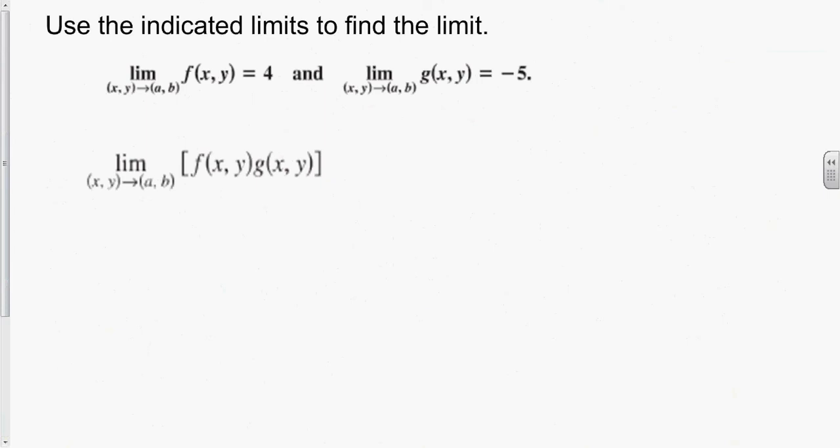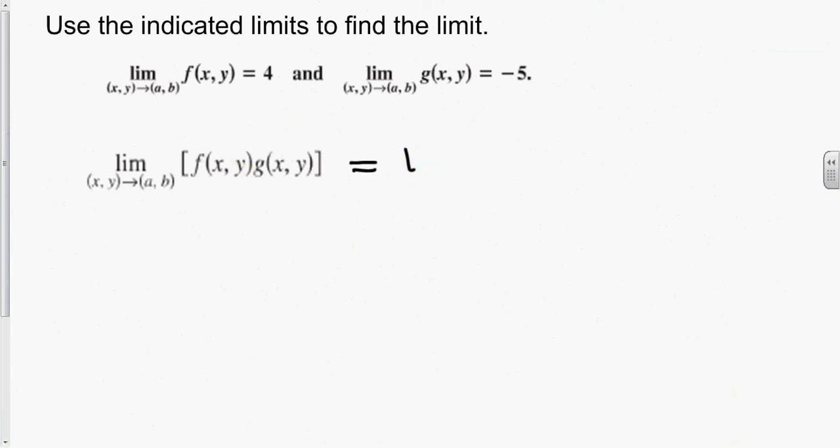Use the indicated limits to find the limit. Here they give you the limit of f of x, y equal to 4 as x and y go to a and b, and the limit of g of x, y equal to negative 5 as x and y go to a, b. So now can we find here the product? Well, the limit of the product is the same thing as the product of the limits.